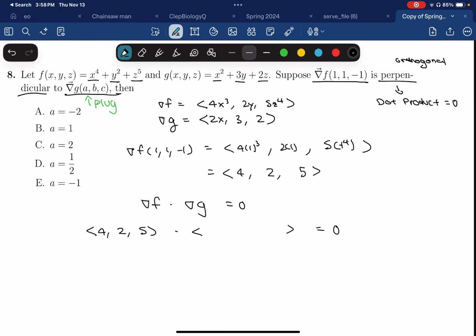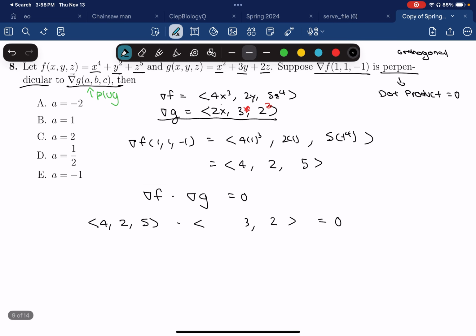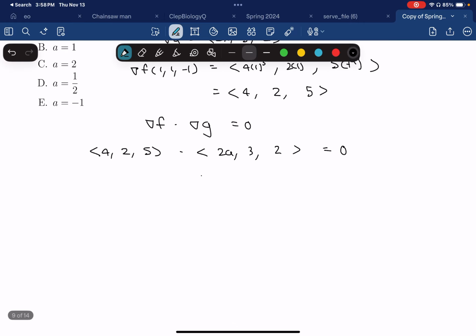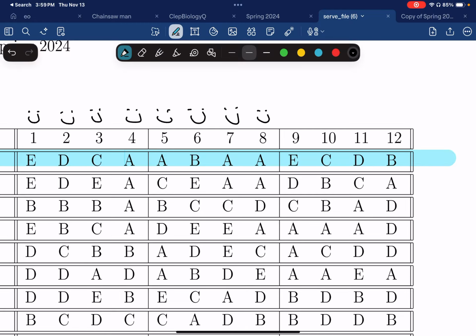If you see, for the gradient of g, 3 and 2 will be constants because there's no y, there's no z here, so it doesn't really matter. But with the x component, there is an x, so we're going to plug in an a there. So now we just multiply this out. It'll be 8a plus 6 plus 10 equal to 0. So 8a is equal to negative 16. In this case, a will just be equal to negative 2, which is our answer A, which is the answer for 8.